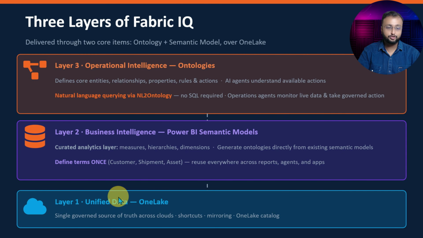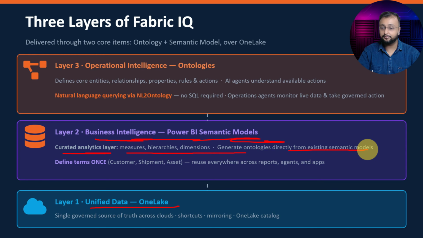As I said, unified data is in OneLake. Business intelligence is the Power BI semantic model, basically creating the analytical layer. Inside that, you have the measures, hierarchies, dimensions, and you can generate ontologies directly from the existing semantic model. And at the end, layer 3, we have the operational ontologies, which define the core entities, relationships, and rules, so that businesses and AI agents can understand the available actions.